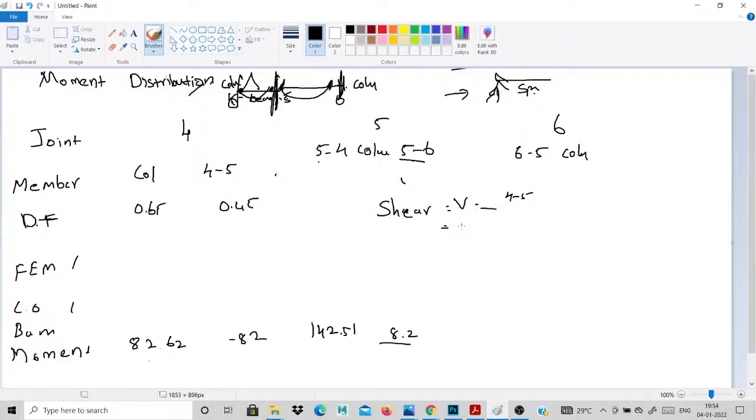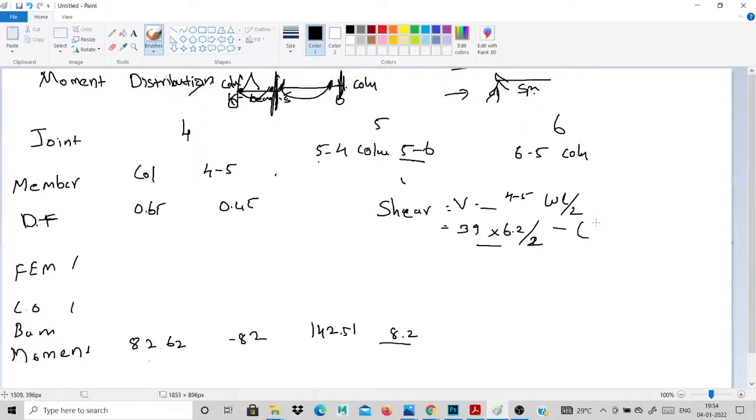Our formula is based on the load. My formula is the total load, 39 times 6 divided by 2. WL by 2 is the shear formula. I simply take WL by 2 minus the bending moment. Based on the bending moment I calculate the shear value. So this is our shear value, WL by 2.